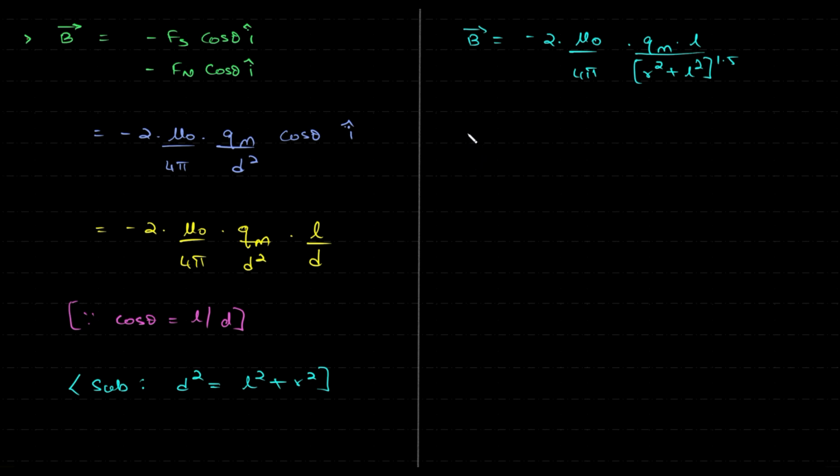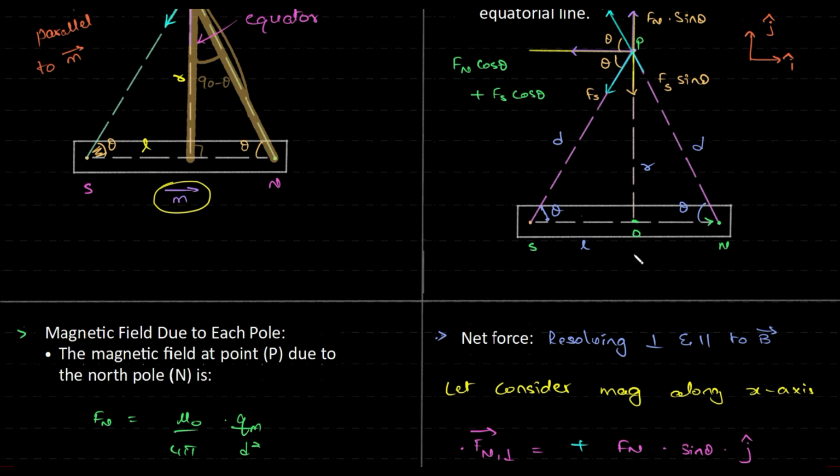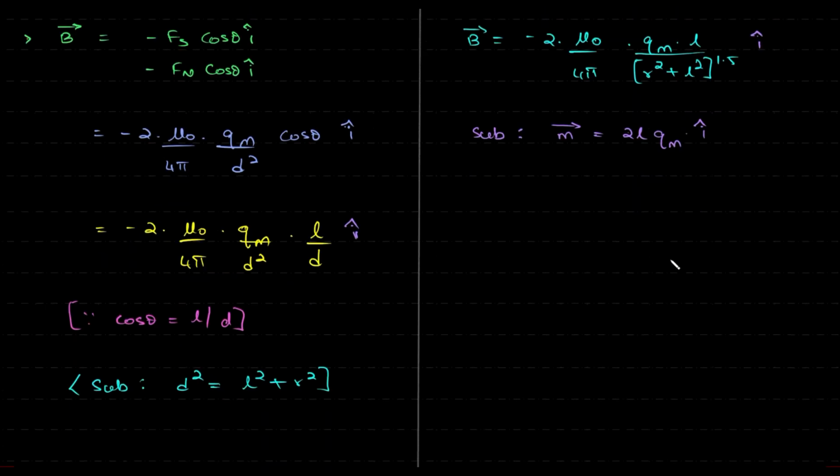Next, we have substituting finally our dipole moment. So M, which is equal to 2LQM, in our case, is in the direction of I cap. Oh yeah, by the way, I forgot. It's I cap, right? It's from left to right. Agree? So since it's from left to right, it is I cap.